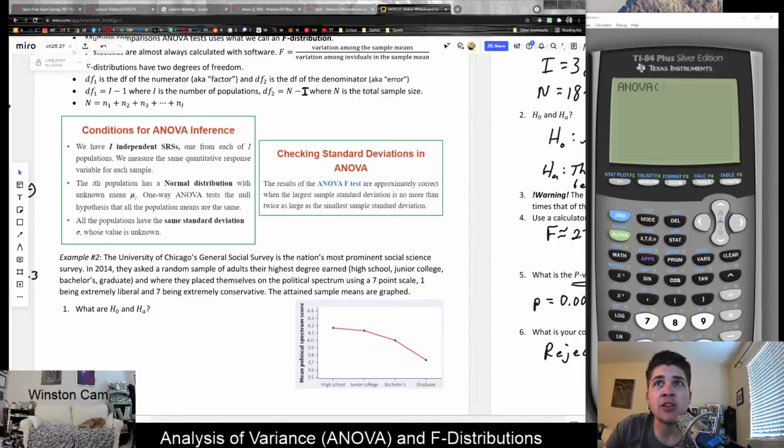Let's now backtrack and look at example 2, just as another example of F-statistics, p-values, ANOVA, and just parsing all of this information. This one says the University of Chicago's General Social Survey is the nation's most prominent social science survey. In 2014, they asked a random sample of adults their highest degree earned, whether it be high school, junior college, bachelor's, or graduate degree, and then where they place themselves on the political spectrum using a 7-point scale.